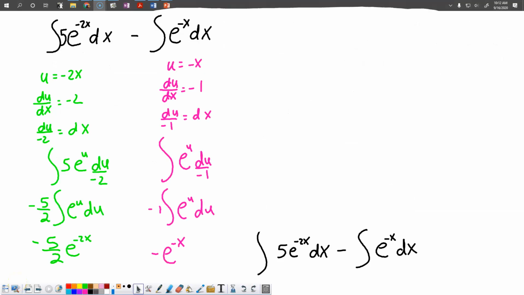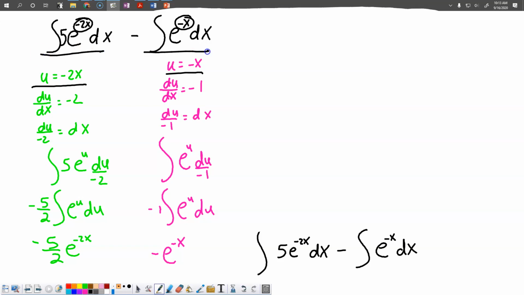Okay, so I did the integral on the left in green. I did the integral on the right in pink there. And the result was what you see at the very bottom. For the one on the left, I let u equal negative 2x, the power, right? And for the one on the right, I let u equal the negative x, which is the power once again, right? So that's the one on the left and the one on the right.